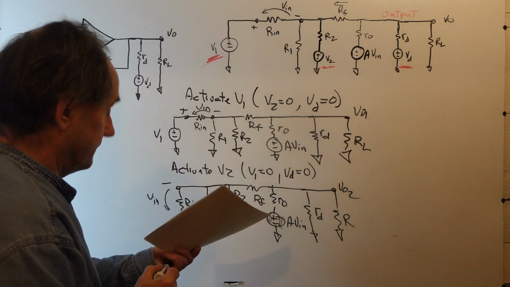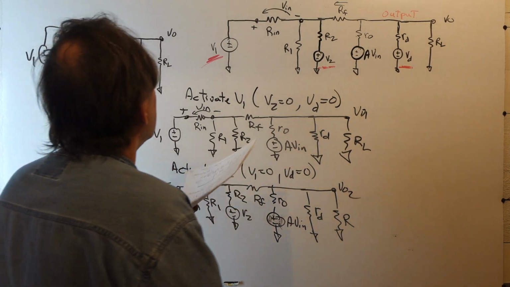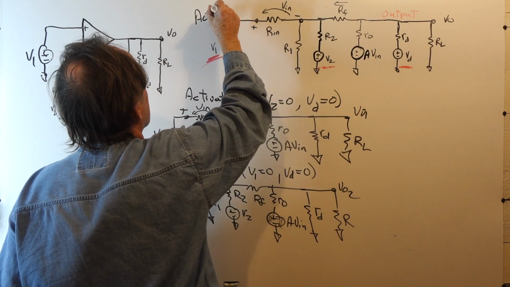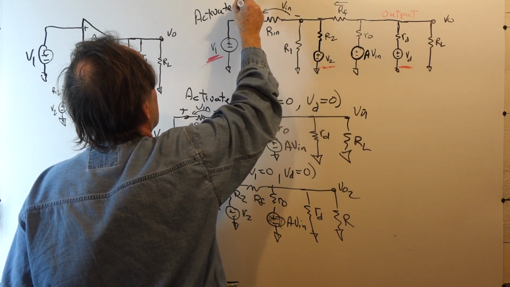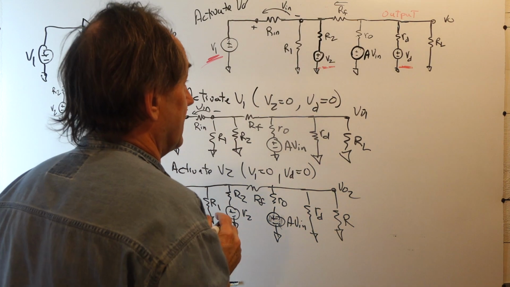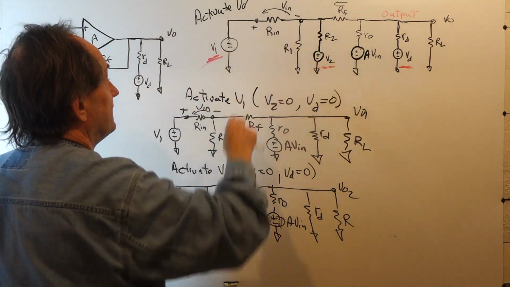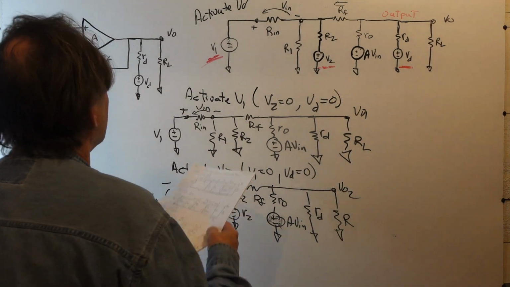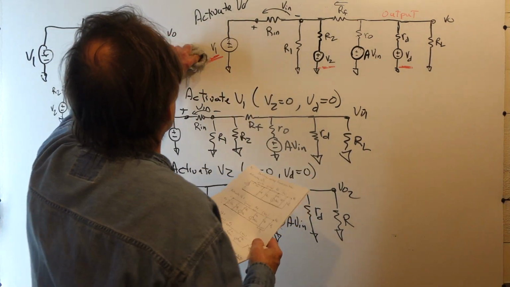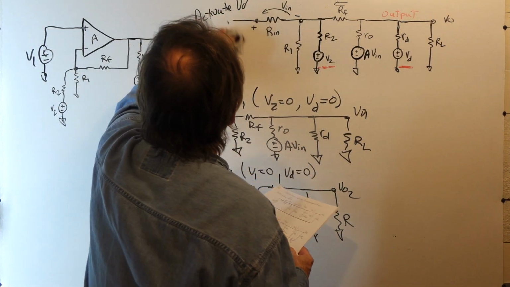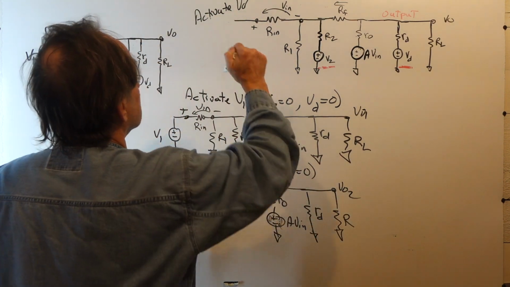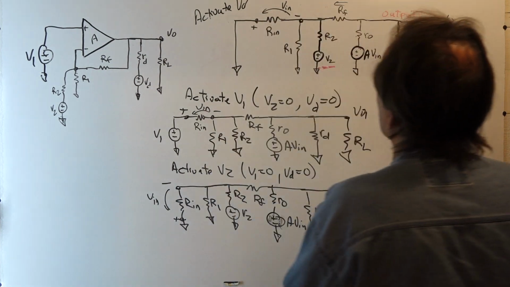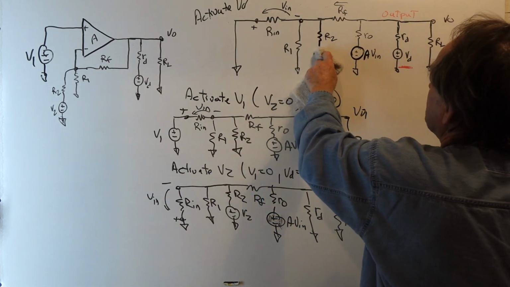Then I'll do it up here. We're going to activate VD and set V1 and V2 equal to 0. So if we do that, we replace V1 with a short, so this goes to ground. V2 is replaced with a short.